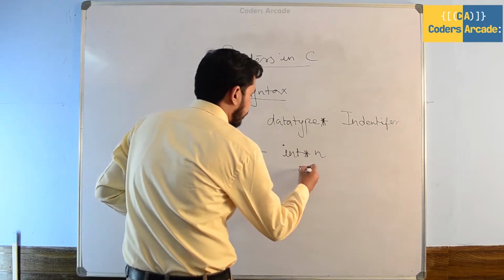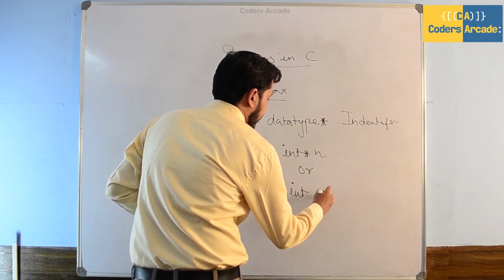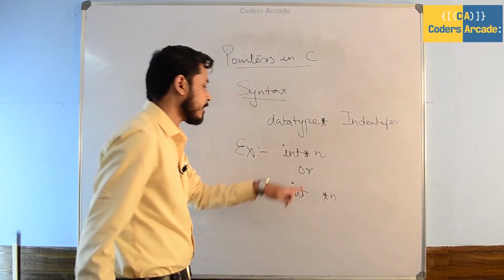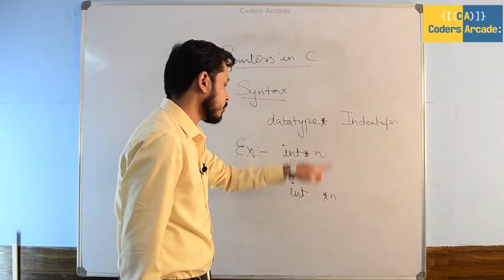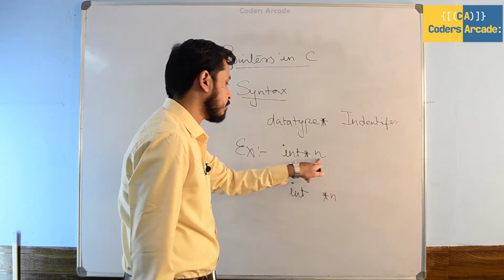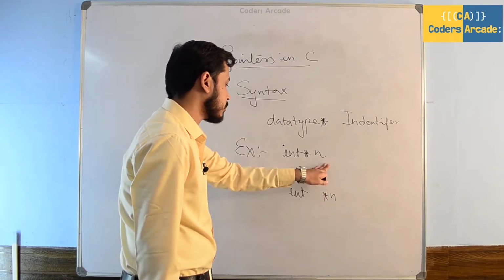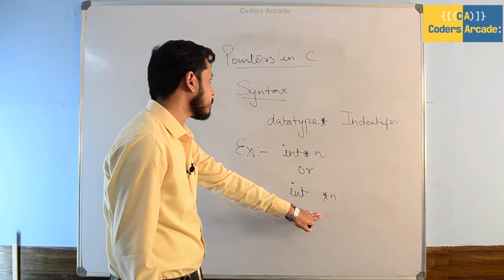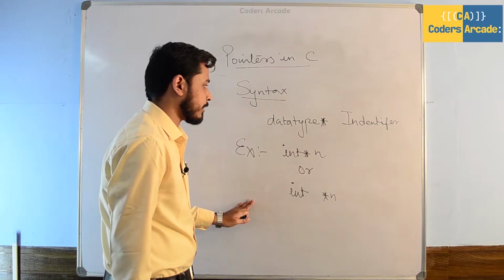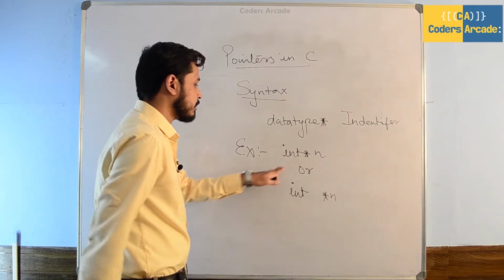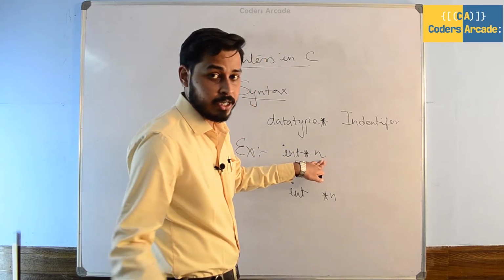The other form of declaring a pointer is int star n. So either you can put a star just after your data type, or you can add a star just before your variable's name. These are the two ways you can declare a pointer, right? So it is very simple: data type, then star, then your identifier, or the name of your variable, whatever it is.